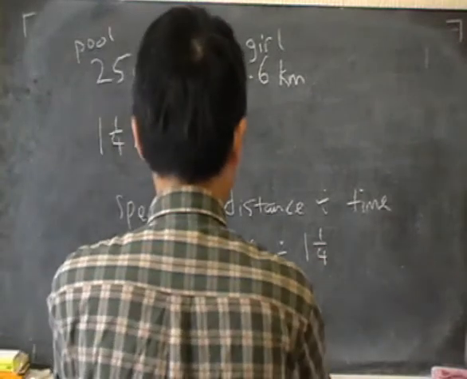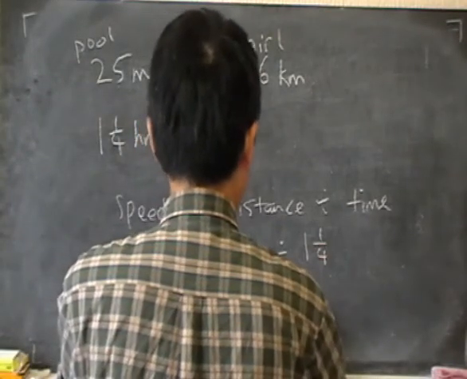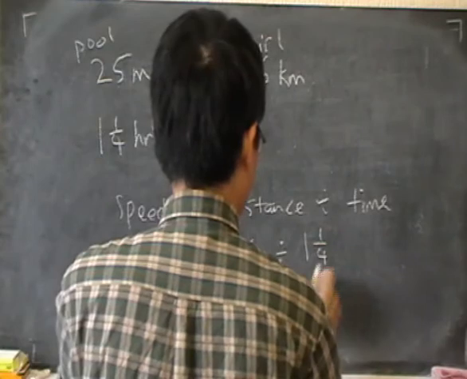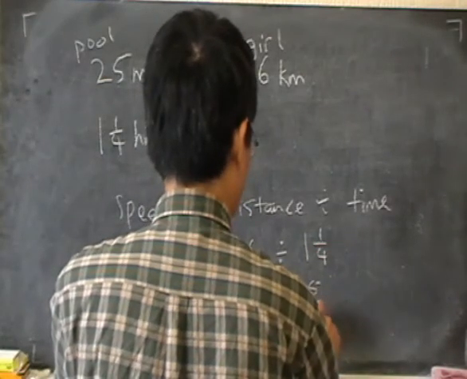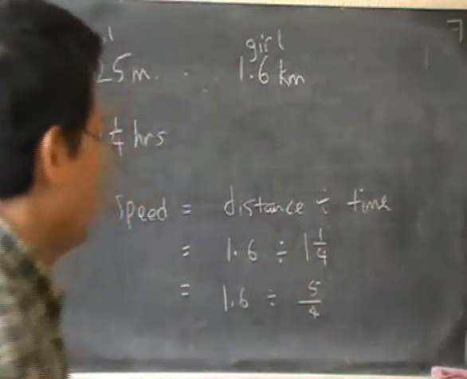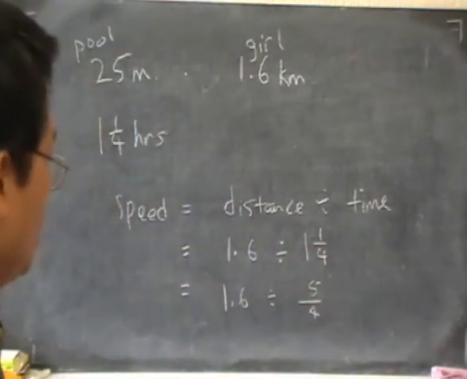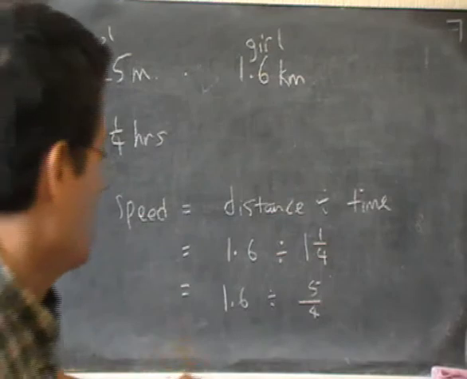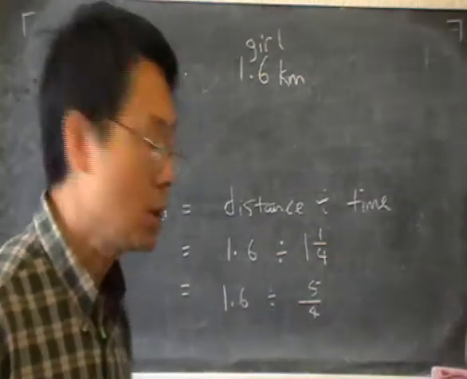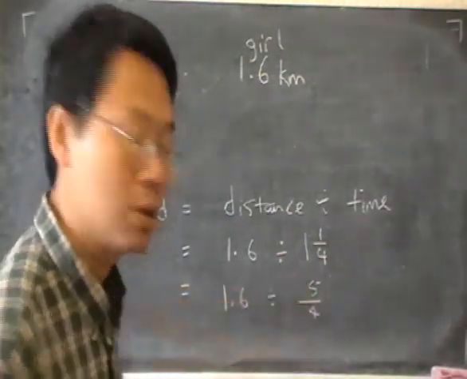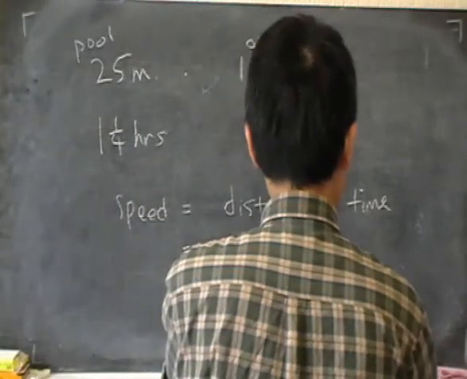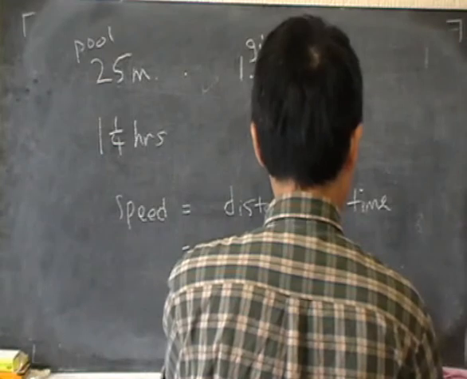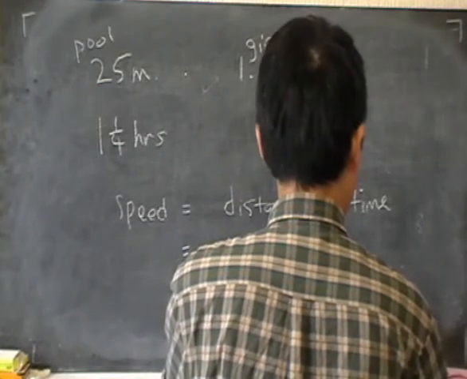So this would be 1.6 divided by, so 1 1/4 would be 4 times 1, which is 4, plus 1, which is 5. That's how we do it. 1.6 divided by 5/4. And then we convert the divide to a times by turning the fraction upside down. So that gives 1.6 times 4 over 5.